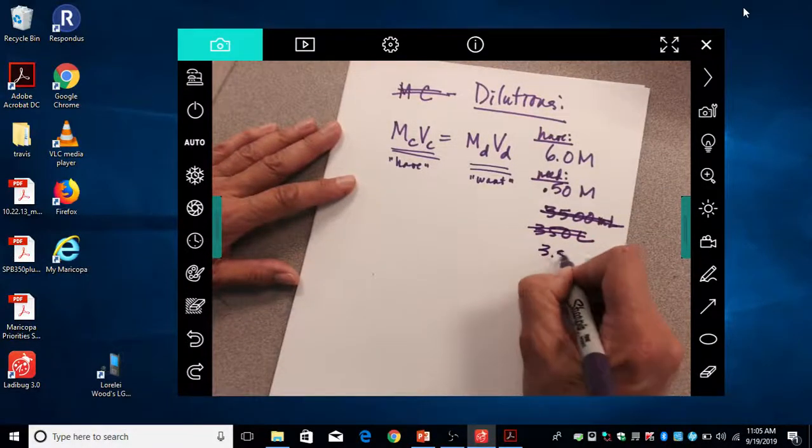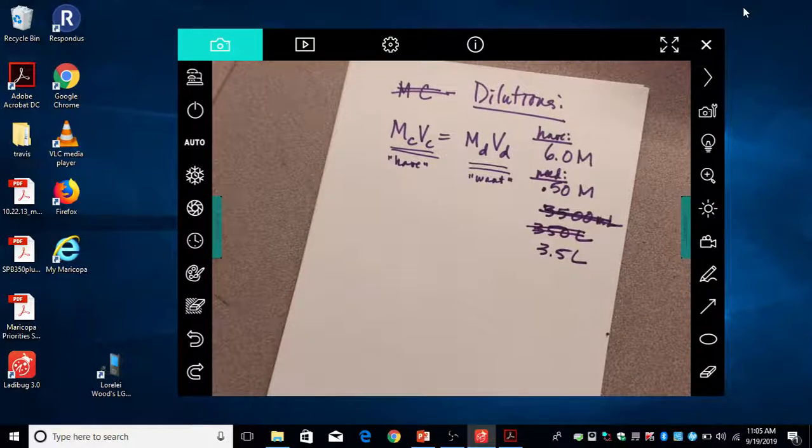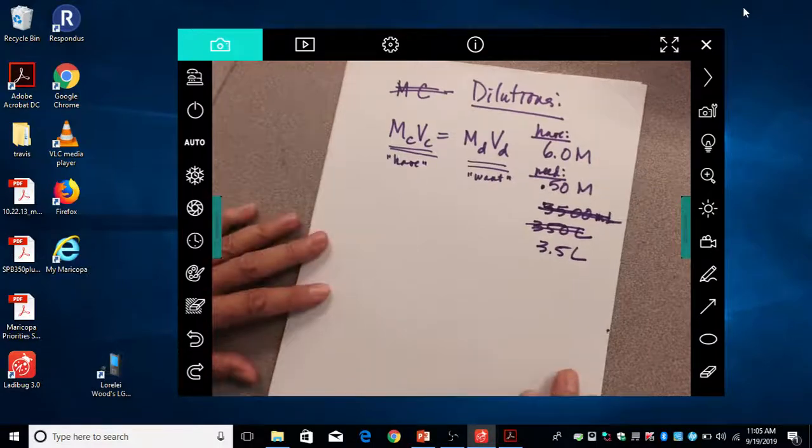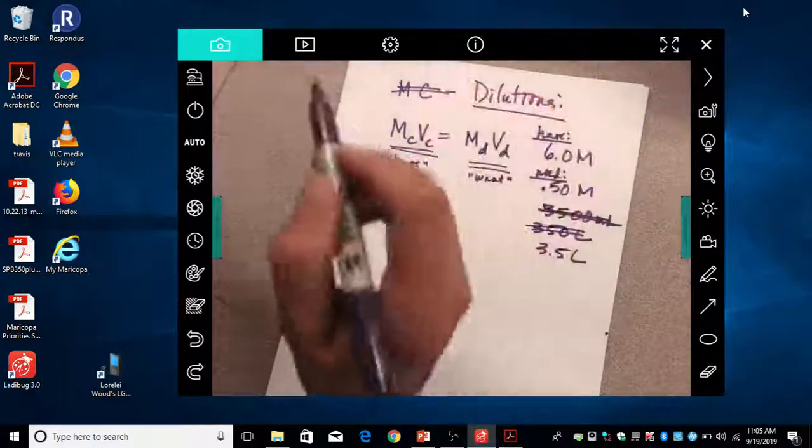So we'll have 3.5 liters. That's even better. That's a reasonable amount to use for a whole set of lab students. Okay. Well, I gotta do M1, and let's talk the algebra of why this works.